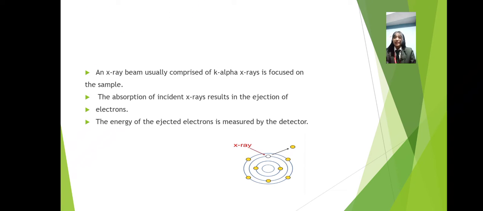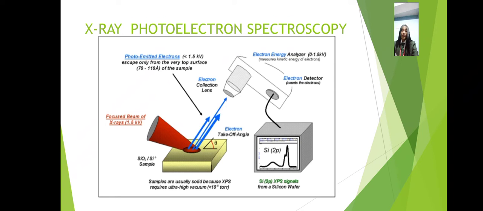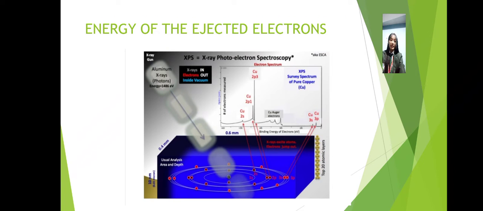Here are some points. Point number 1, an X-ray beam usually comprising K alpha X-rays is focused on the sample. Point number 2, the absorption of incident X-rays results in the ejection of electrons. And point number 3, the energy of the ejected electrons is measured by the detector. This is the diagram for X-ray photoelectron spectroscopy, and this is the diagram of the energy of the ejected electrons.